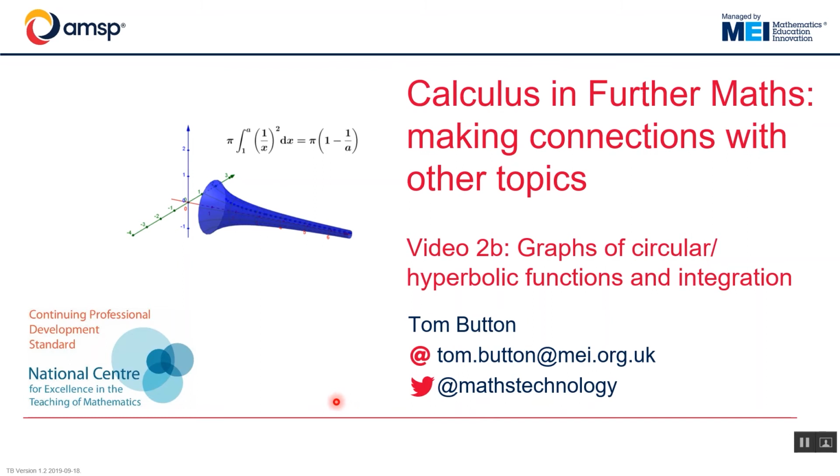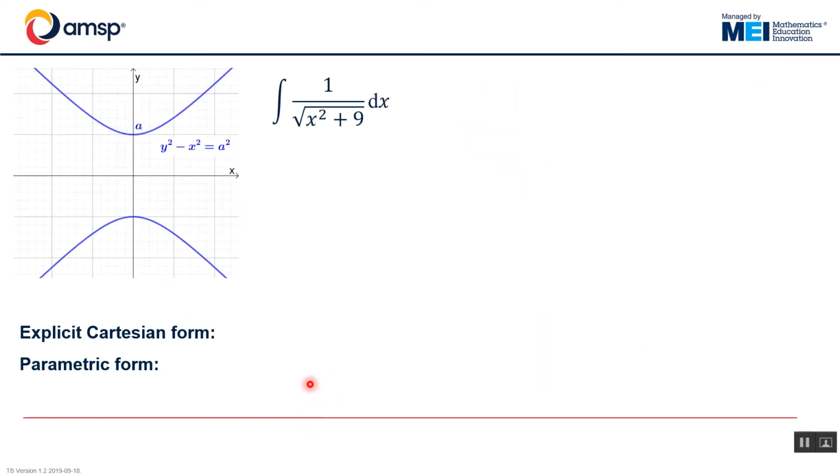Hello, welcome to video 2B for the Further Maths Conference Calculus session, where we're going to look at the solutions to the two additional questions on using the graphs of circular and hyperbolic functions for integration. The first of those should have been the integral of 1 over the square root of x squared plus 9 dx, based on using the graph of y squared minus x squared equals a squared.